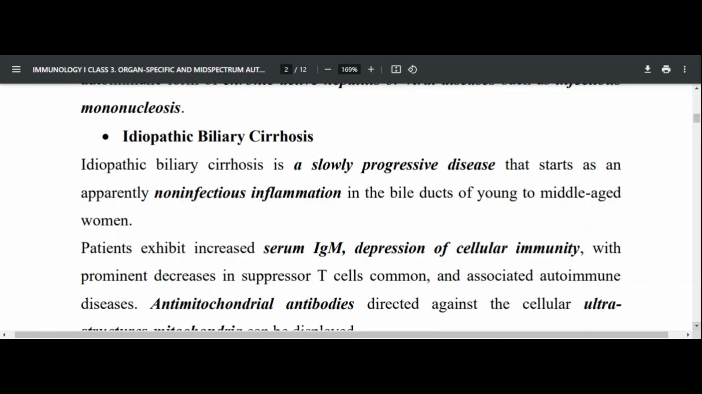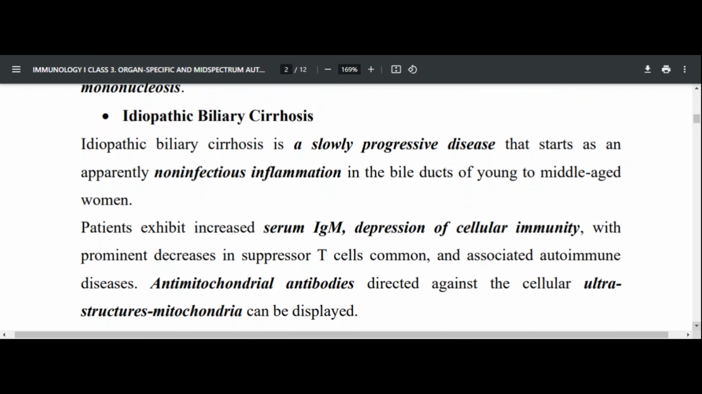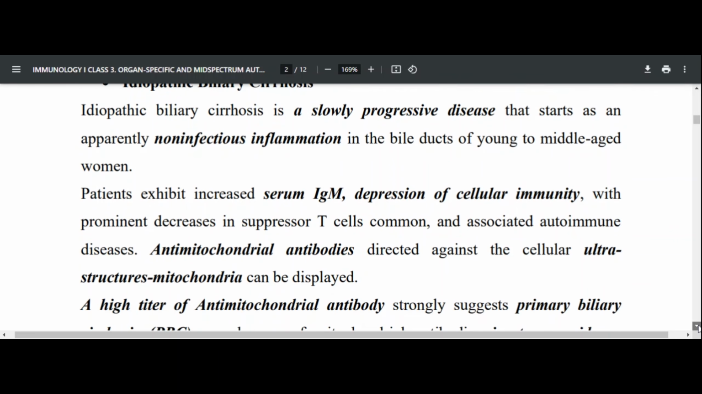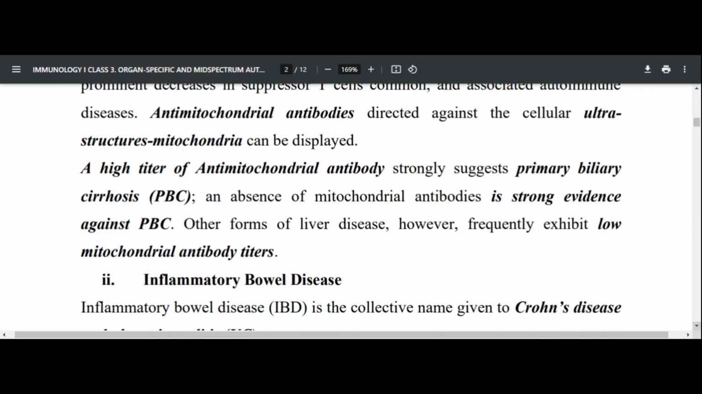Anti-mitochondrial antibodies, directed against the mitochondria of the cell, can also be displayed. So in idiopathic biliary cirrhosis, you find anti-mitochondrial antibodies directed against mitochondria of the cell, but also an increase in serum IgM and depletion of cellular immunity. A high titer of anti-mitochondrial antibody is a suggestion of primary biliary cirrhosis.